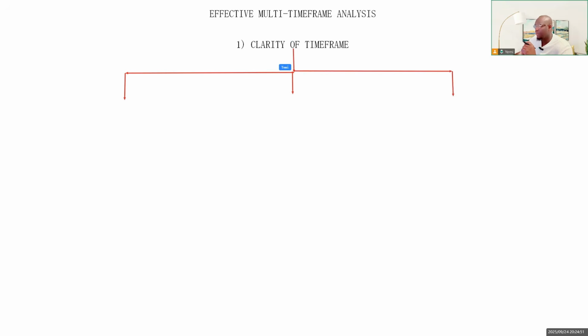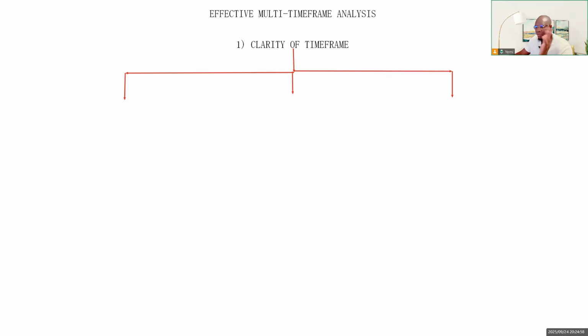For anyone who must be able to do any multi-time frame analysis successfully, you must have clarity on the different time frames that you want to analyze on. So the first thing is going to be clarity of time frame. So what do we mean by clarity of time frame? It's very simple. You must be able to know what you're looking for on each time frame. So for example, I have different time frames and I have what I'm looking out for on each of them.